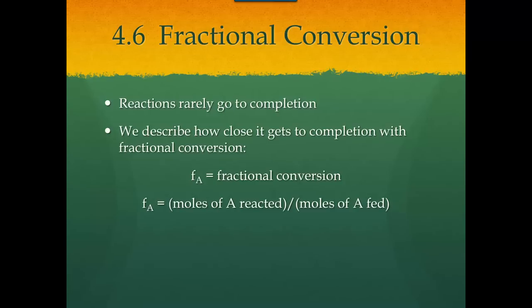Next, let's talk about what happens to those reactants as they go through a process. The first way we might define that is fractional conversion. The point is that reactions rarely go to completion. There are many reasons for that. One is they may have an equilibrium point. Another may be that we simply stop the reaction by some procedure before it has a chance to get to completion.